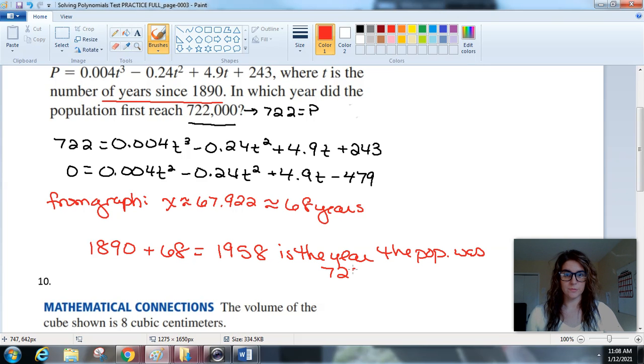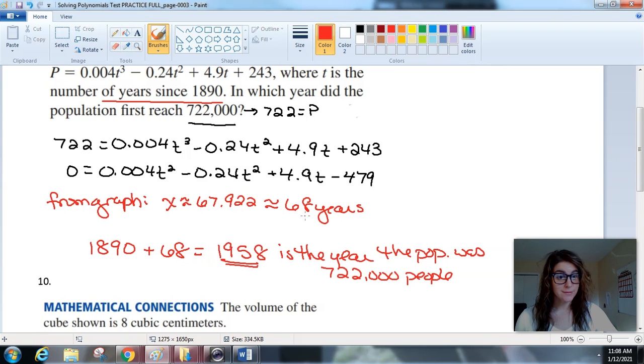It was 722,000 people. Okay, so just be aware, not always do you have to add your answer to something, but if it's time since a certain time frame that they told you, like 1890, you do have to add it in that case. If they just said, how long does it take? Well, it takes 68 years for that to happen. But the 68 years brings us to 1958.